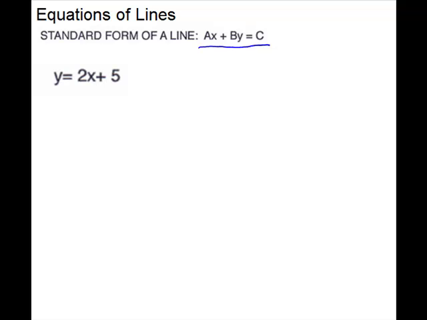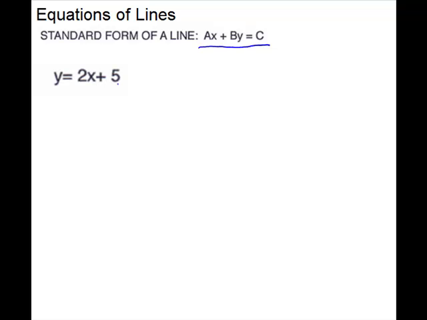Equations of lines. The standard form of an equation of a line is ax plus by equals c. So your x and y terms on one side, the constant on the other side. So we're going to change a few equations around until they are in standard form. So our first one, y equals 2x plus 5, we want to just change it to standard form.